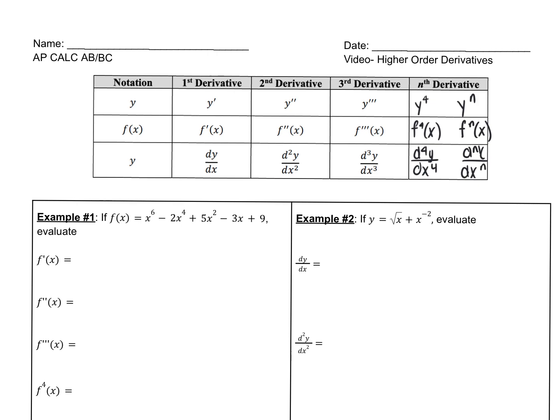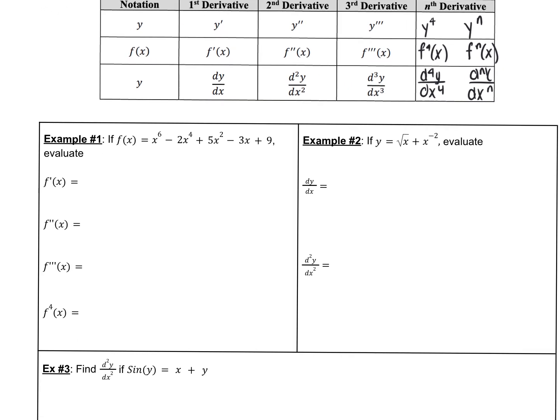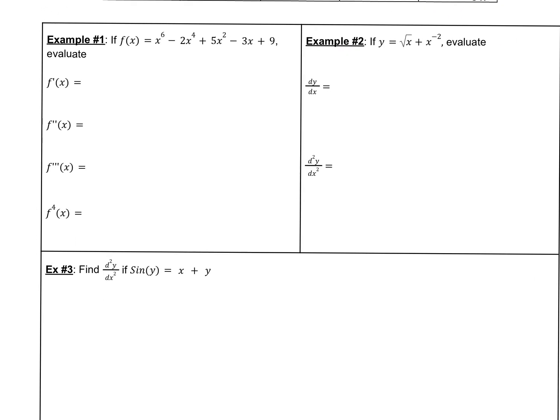So let's do a couple of examples with this. So question number 1 says, if f of x equals this, then evaluate f prime. We know that. That's a power rule. So we can simply take the derivative by taking the 6, bringing it in front, decreasing the power by 1. And we can keep going. So minus 8x to the third, plus 10x, and then plus 3.